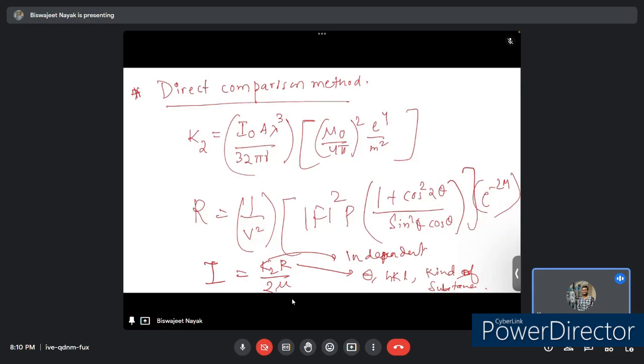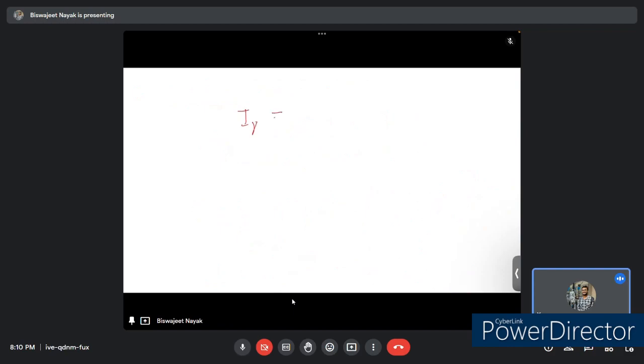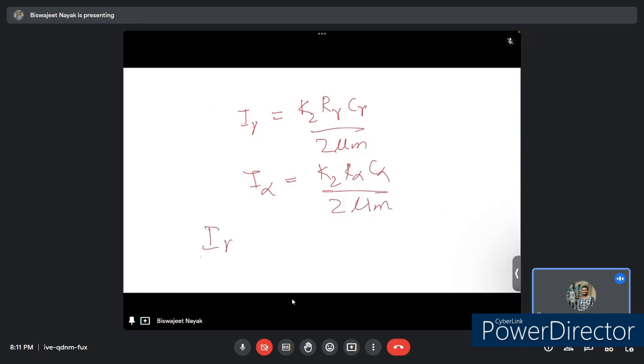So if we take two compositions, for one composition we denote gamma, and for another composition we denote alpha. We will take a ratio of them.